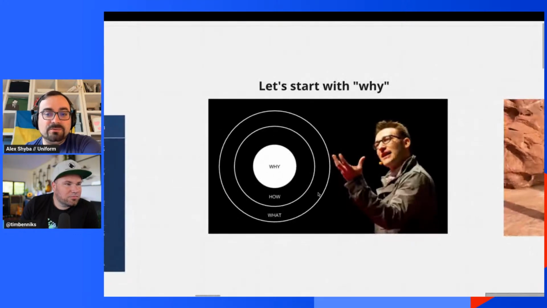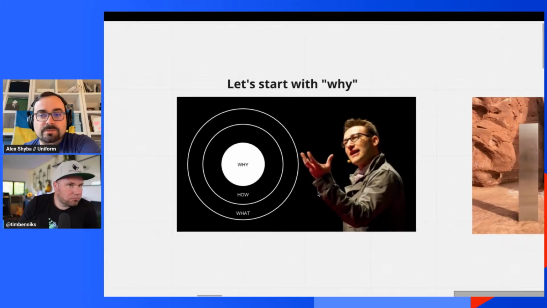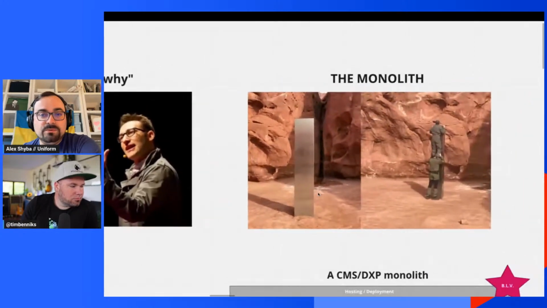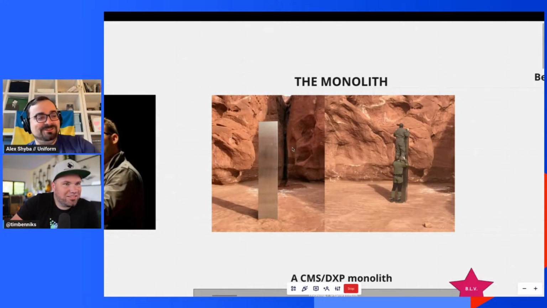But before we go too deep, I think starting with why is important, and talking a little bit about why you would want to slice the monolith, decompose the monolith, or move to composable. So this is the monolith you're dealing with. This is a picture from a desert in Utah somewhere.